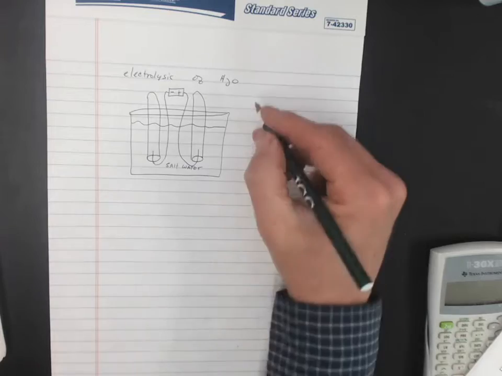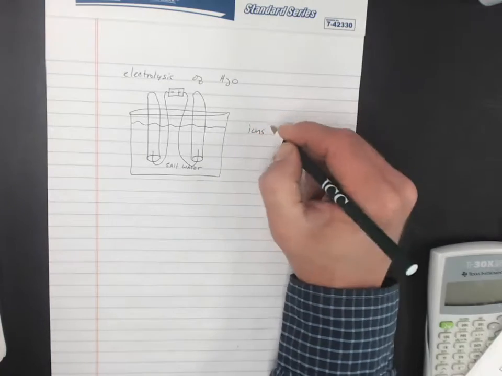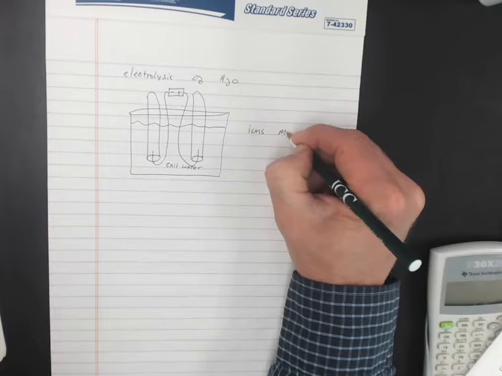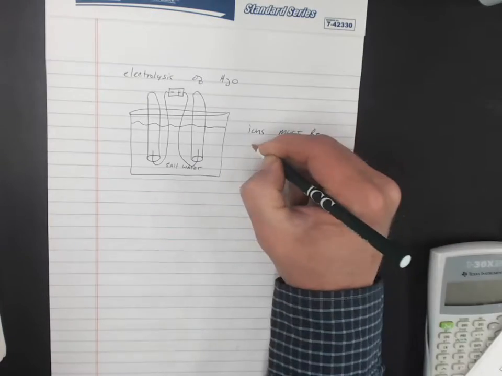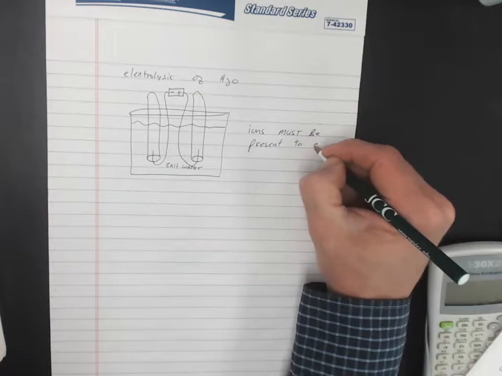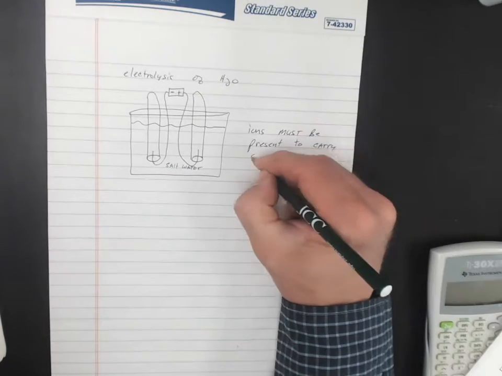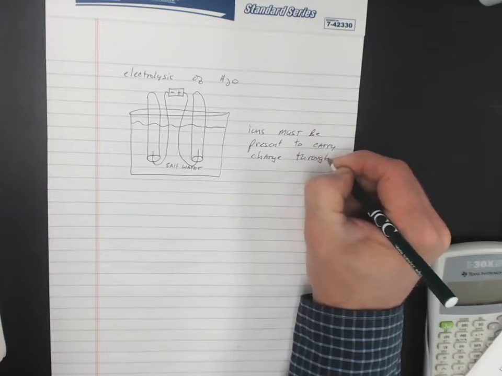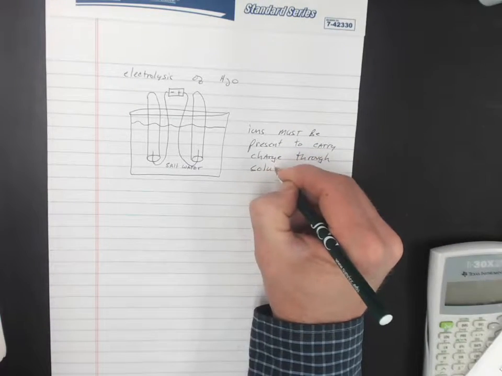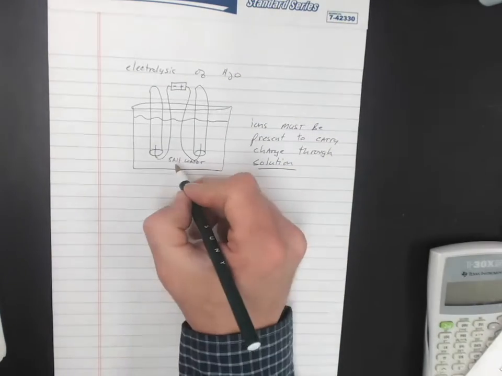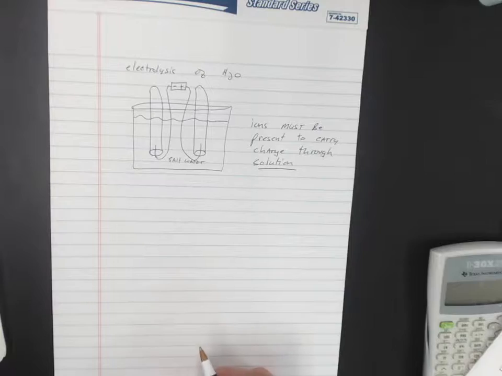Right, ions must be present to conduct electricity in solution. So ions carry charge. Ions must be present to carry charge through solution. That's why the NaCl, the salt, is present in this.